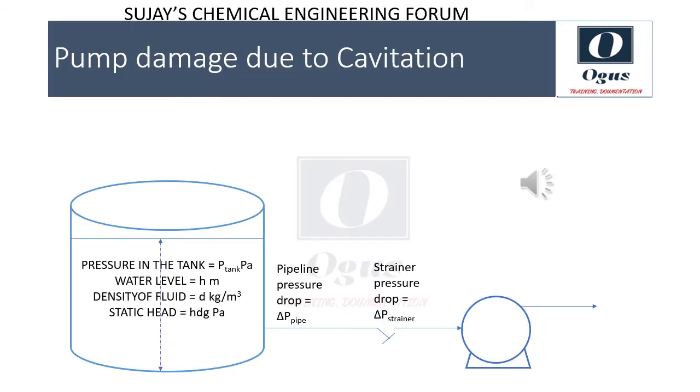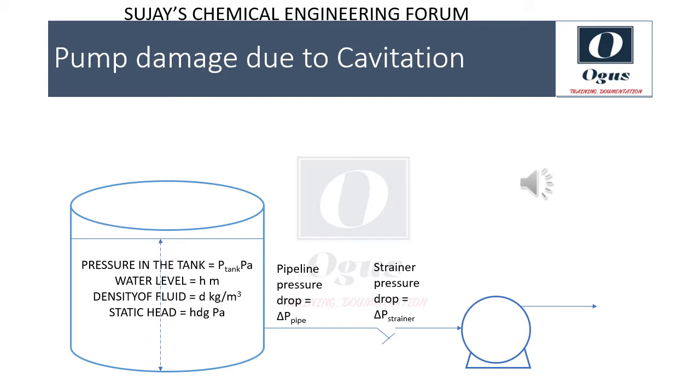Let us consider a centrifugal pump pumping hydrocarbon liquid, say crude oil, from a tank which is full up to a height of h meter. The crude oil has a density of d kg per cubic meter, so the pressure exerted due to the static head is, in the unit of Pascal, h multiplied by d multiplied by g, the gravitation acceleration. Let us assume the pressure in the tank vapor space is P tank in the unit of Pascal.